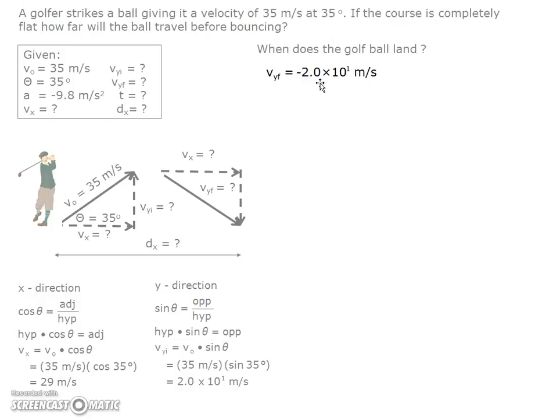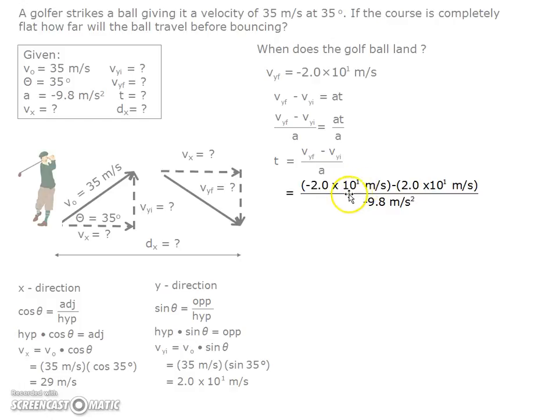From the Vy final, Vy initial, and acceleration, we can solve for the time the golf ball is in the air. Here's the equation. Then we isolate time, and we plug in the numbers. And then we get 4.1 seconds. On the right-hand side is the unit check, which reduces to seconds.